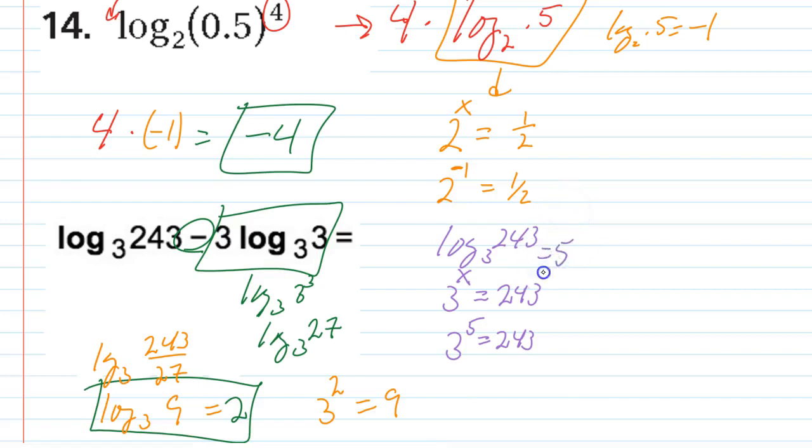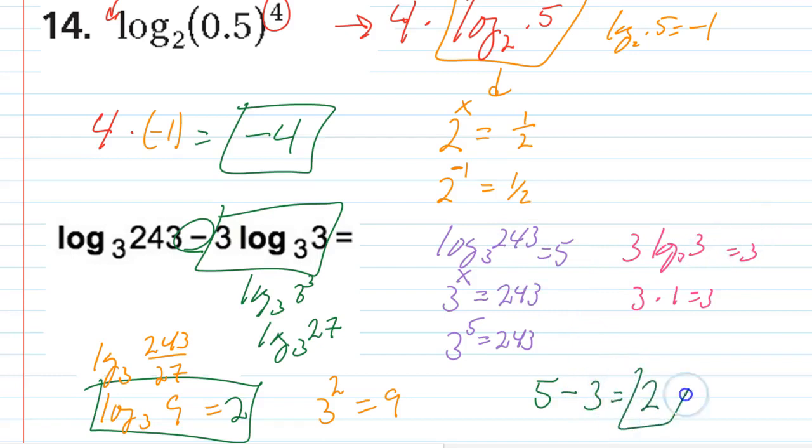Then you should know pretty simply that log base 3 of 3 is 1. So 3 times log base 3 of 3, well, log base 3 of 3 is 1, so 3 times 1 is equal to 3. If I did 5 minus 3, that equals 2. Two different ways giving you the same answer. Now, do I care which way you do it? No, of course not. Some people are going to think one way is easier than the other. Use whatever works best for you.